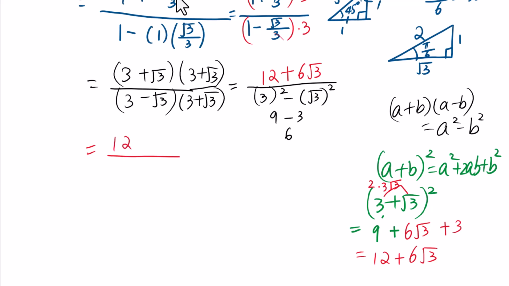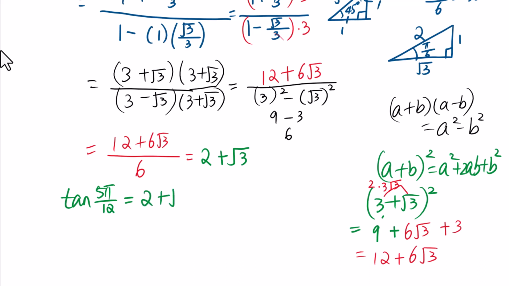Rewrite: 12 plus 6 square root of 3 over 6. So we get 2 plus square root of 3. Tangent 5 pi over 12 equals 2 plus square root of 3.